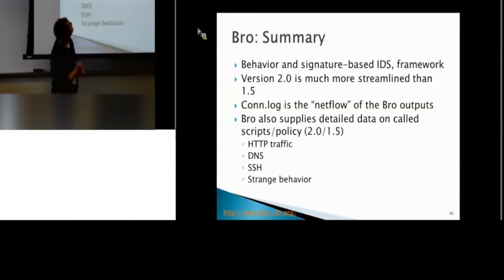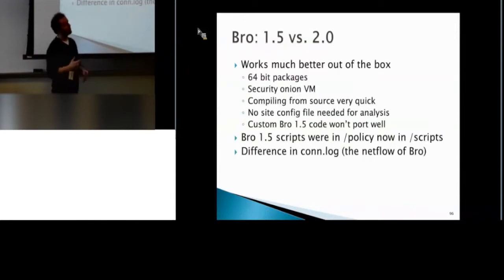Next slide, please. So what's the difference between 1.5 and 2.0? 2.0 works much better out of the box. It's got 64-bit packages. If you don't want to compile it, there's a really great Linux distro called Security Onion that has it installed by default. Compiling from source is really quick now. You don't need a site config for analysis. However, custom Bro 1.5 source code will work well.